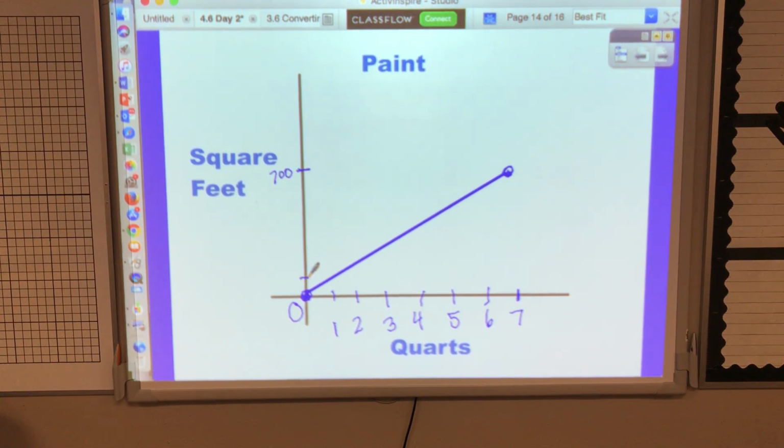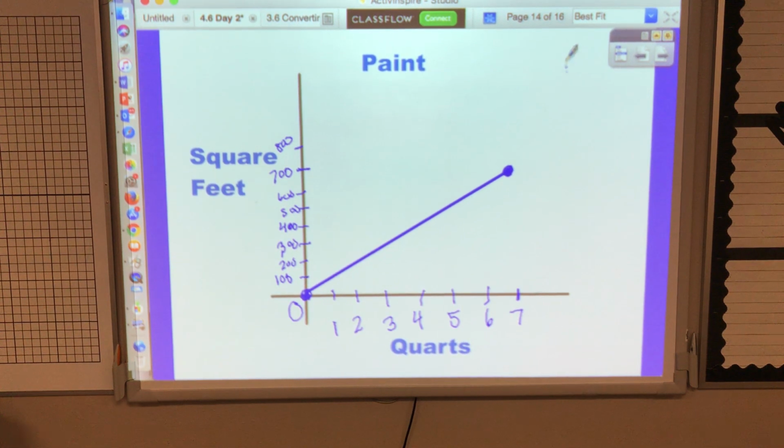So my range, my y's, are going to go from 100, 200, 300, 400, 500, 600, and we're at our 700. And if you want to put an extra value on there, you can, but your graph would definitely only be a segment because we have limits on both parts.